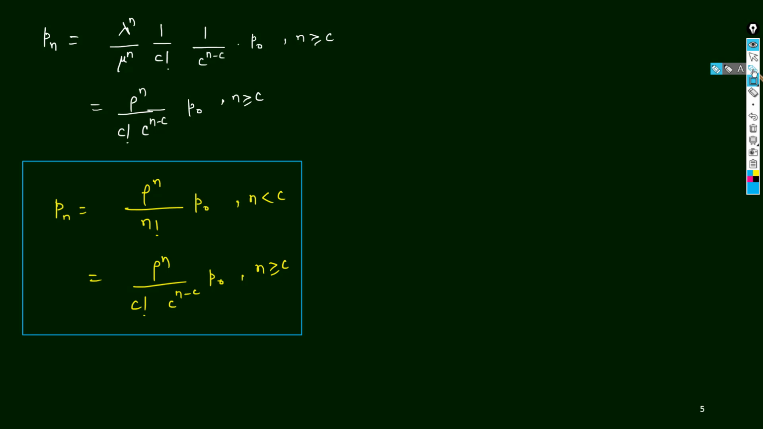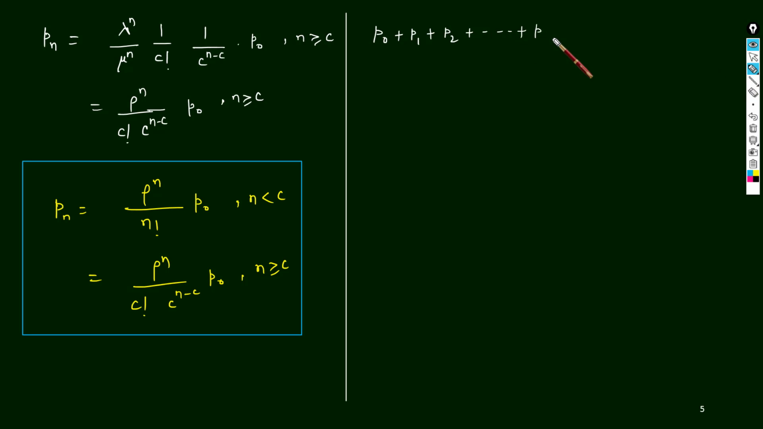So we got the formula. Okay, but what about P naught? We don't know the expression for P naught, so let us calculate that one. P naught plus P1 plus P2 like that will continue till infinity, is equal to, because how many customers can come? The probability of 0 customers, probability of 1 customer, probability of 2 customers in the system, up to probability of infinite customers in the system, all added should be 1.